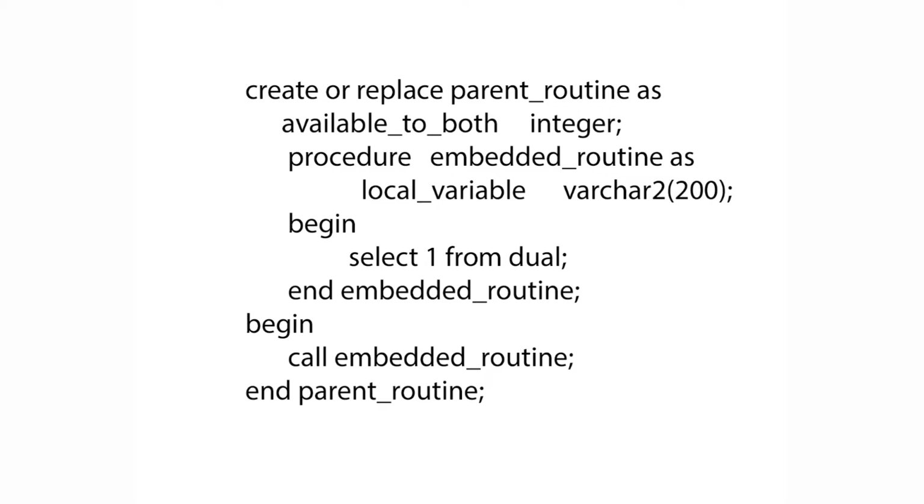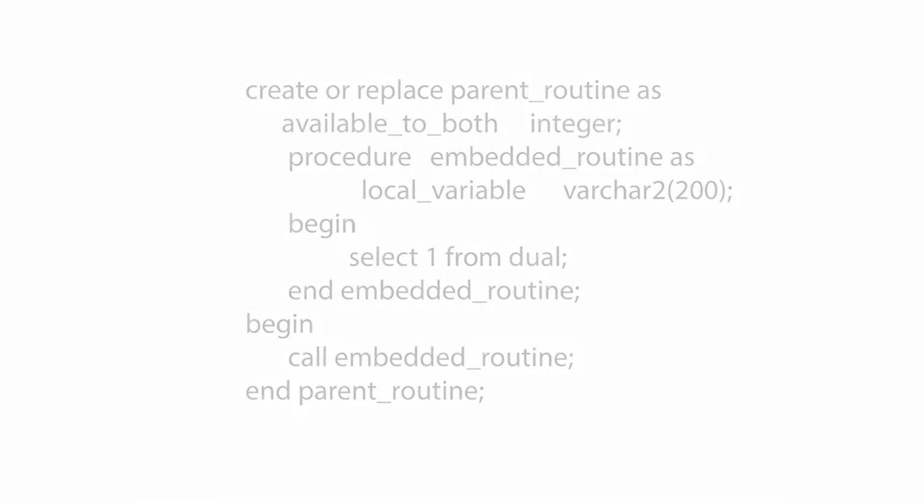Check this code out. The available to both variable is available for use by either the parent routine or the embedded routine. Compare that to the local variable declared within the embedded routine. That variable is not available to the parent routine.